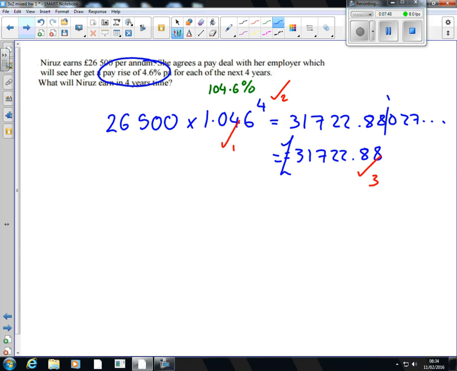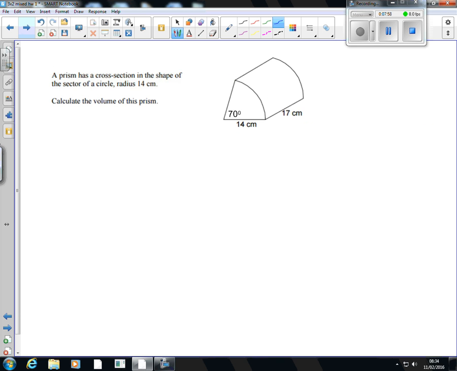It should be nice and easy. If they've done it the long way and they're getting somewhere near this answer, it's going to be fine, but you can check their working and see if they're on the right track. But I want everyone to work on doing it this way because it will save you so much time in an exam.